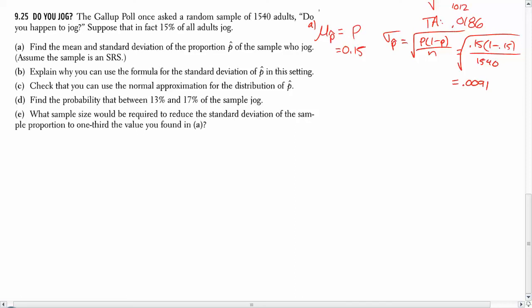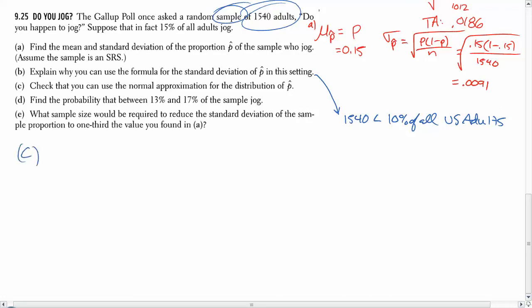Why can I use the formula for the standard deviation of p hat? This one is asking you to check whether 1540 is less than 10% of all. Where did they get their sample from? What's the population we're talking about? The Gallup poll asked adults in the United States, so of all U.S. adults. That is true, there are more than 15,400 U.S. adults. Alternately, multiply it by 10 and check if the whole population is bigger than that.